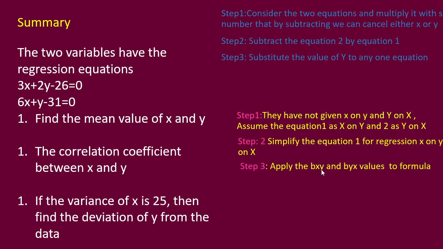Steps 1, 2 and 3, and here in step 1 we should consider x on y for regression equation 2 and y on x for regression equation 1. We should change our assumption so that we get the r values. And the last one, if the variance of x is 25, then find the deviation of y from the data. So here we found out the standard deviation of y.